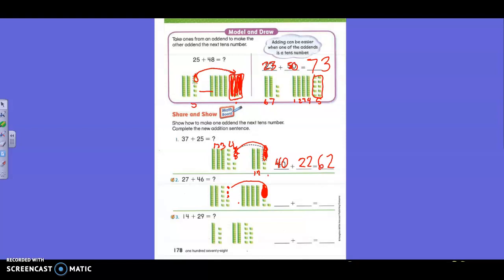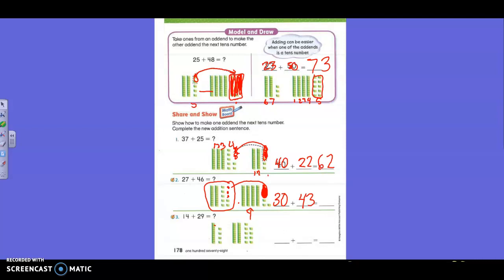Okay, now let's see, what's this number now? 30. Okay, that is now 30. What's this number now? 43. There are 3 ones. Okay, so we're just doing 30 plus 43, okay?